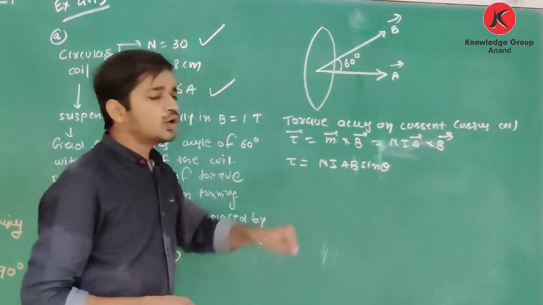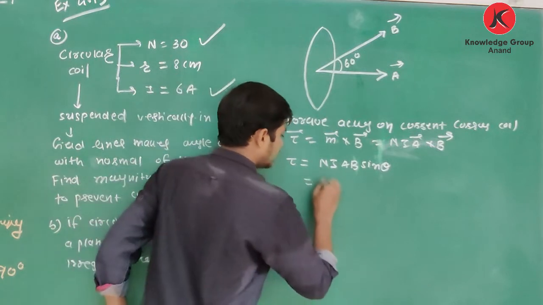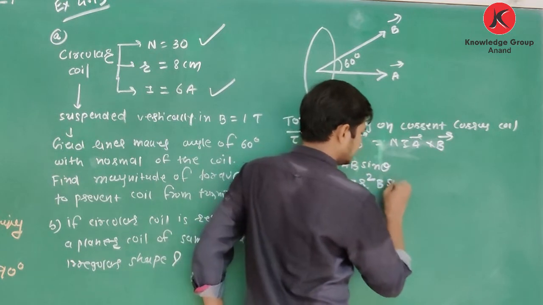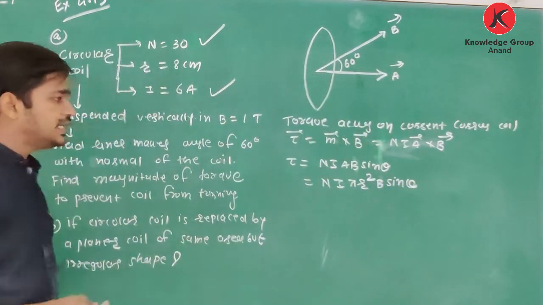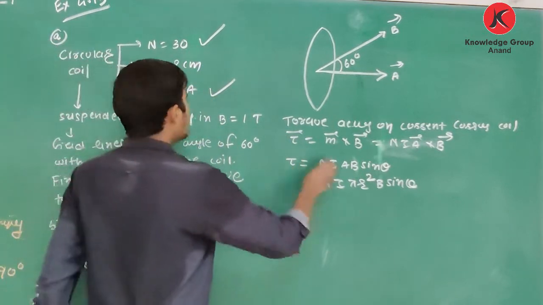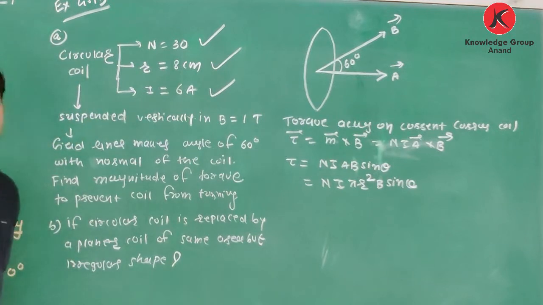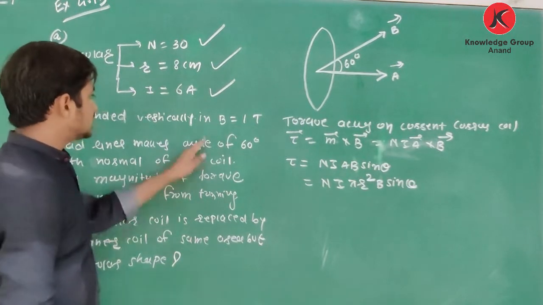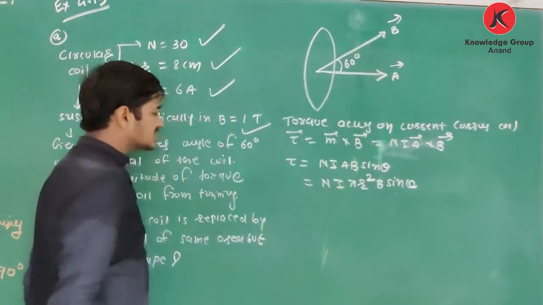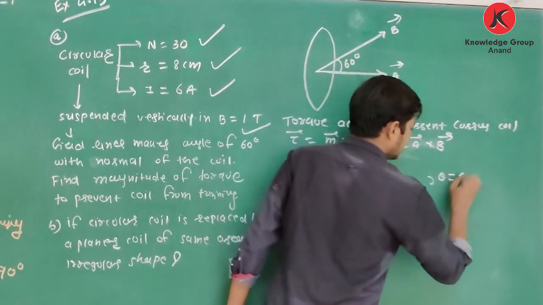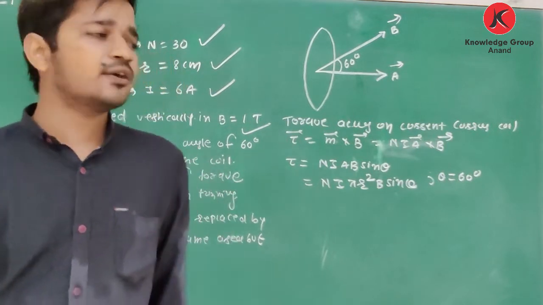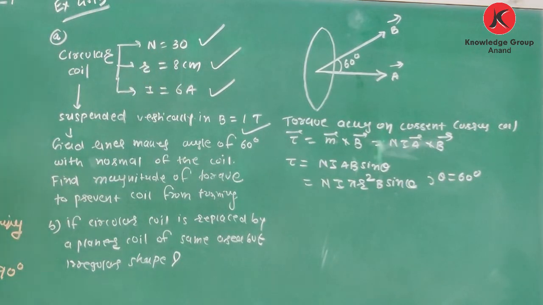Yes. A. How to find A? Yes, I can find A. A means circular coil, so it is pi r square. Tau is equal to N I pi r square B sin theta. Clear about this? Yes, N is given. I is given. Pi you know. R is given. Yes, you have to convert this radius in meter. B, yes, it is also given. Magnetic field is given. Theta, what is the angle between A and B? So yes, theta is equal to 60. So each and every value is given. You have to calculate this.